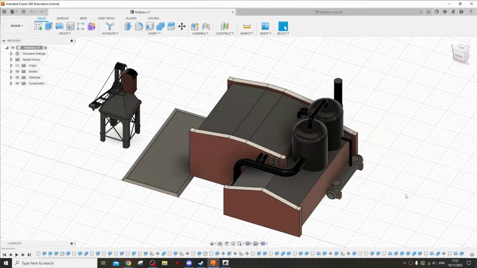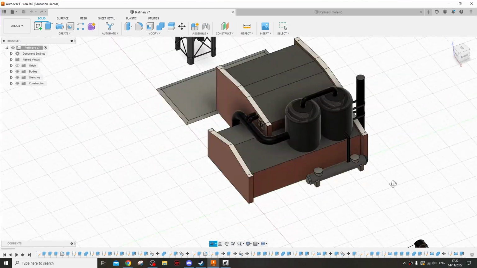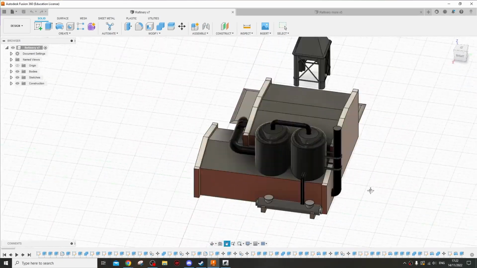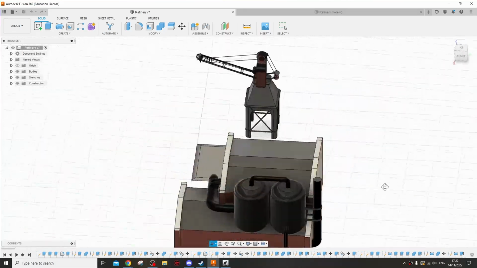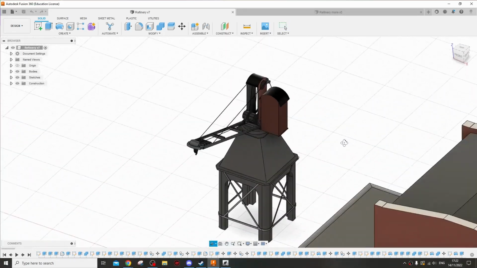I hope that's alright. Anyway, here is the finished product. So, this is it. Finished product. It's a refinery. Yeah. Color and everything. Red bricks are just red. Has a little crane. It's very good.